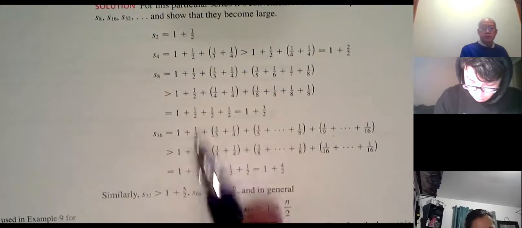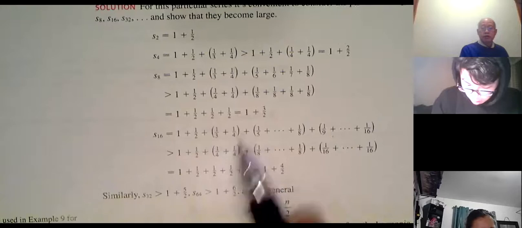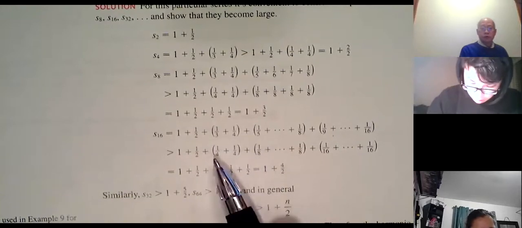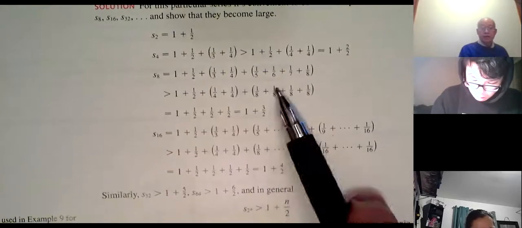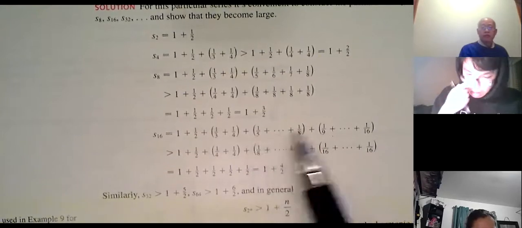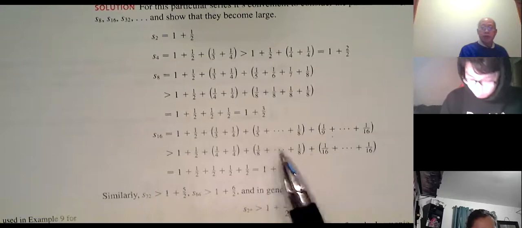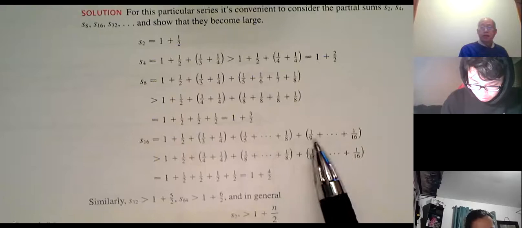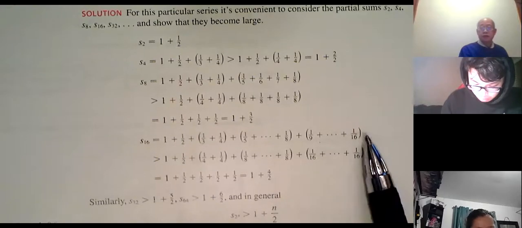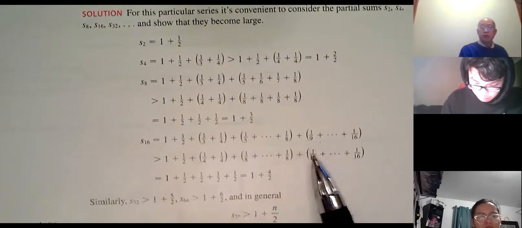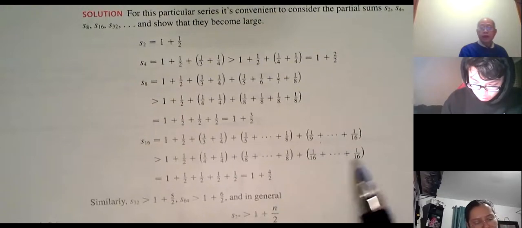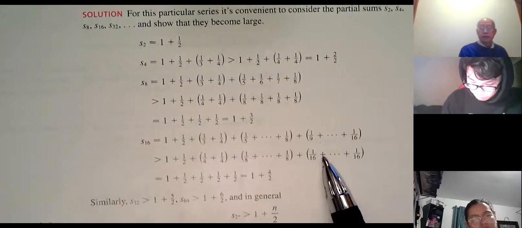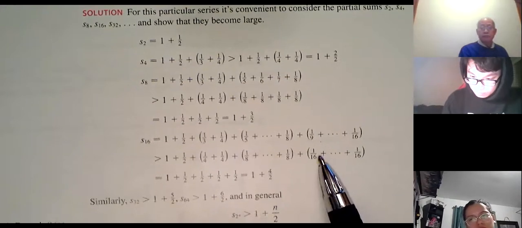Okay, 1, same, half, same. 1/3 plus 1/4, 1/4 plus 1/4. Okay, 1/3 is bigger than 1/4. Then this is the same as this: 1/5, 1/6, 1/7, 1/8, 1/8, 1/8, 1/8, 1/8. This is bigger. 1/9, 1/10, 1/11, 12, 13, 14, 15, 16. Replace them all with 1 over 16. So these are again smaller. There are 8 of these. 8/16 is a half.